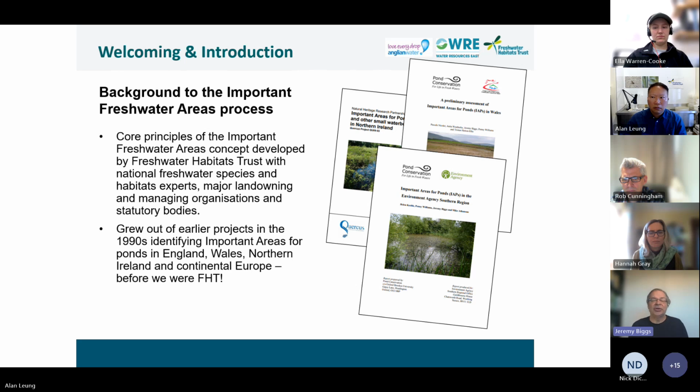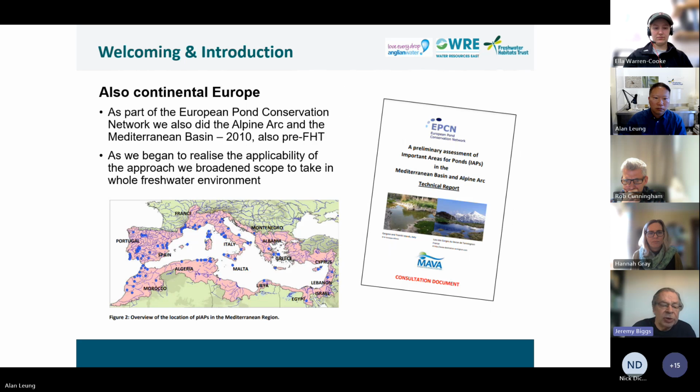So it grew out of the idea of identifying important areas for ponds, work that we did after ponds became priority habitats, post 2007. And we did this analysis for parts of England. We did Wales, we did Northern Ireland, and this has grown out of all of that. We did some work in, next slide, Alan. I think I might be able to change these myself. Anyway, we did some of this work on the continent as well. So we've rolled this out.